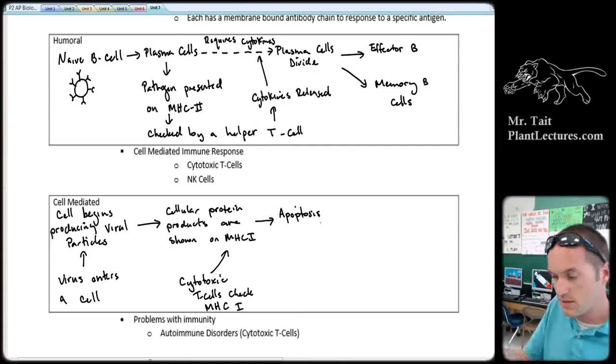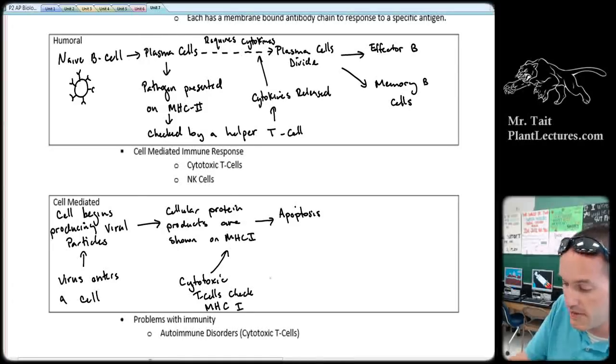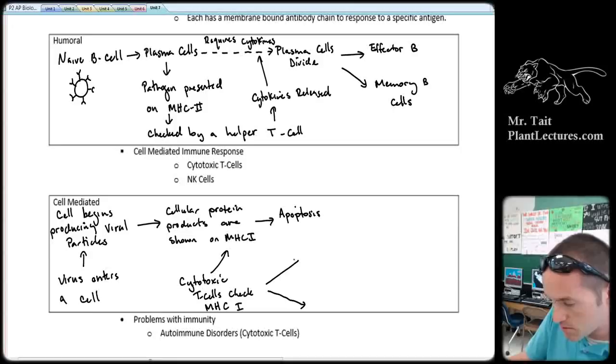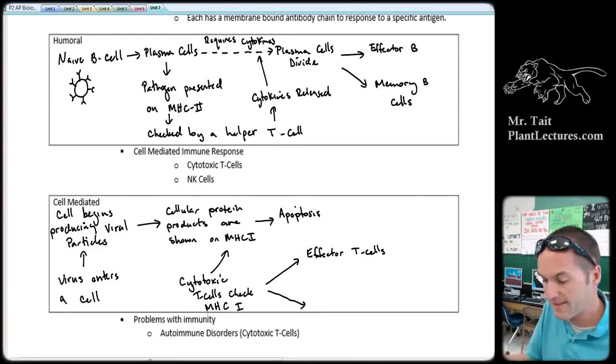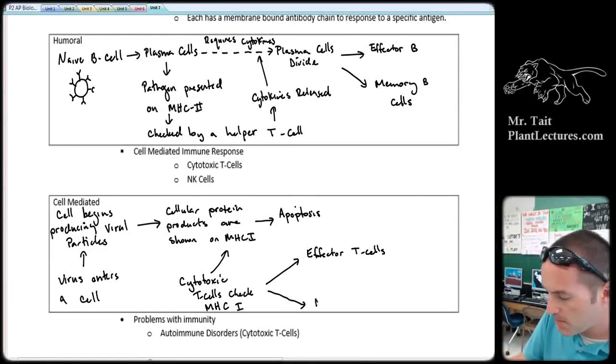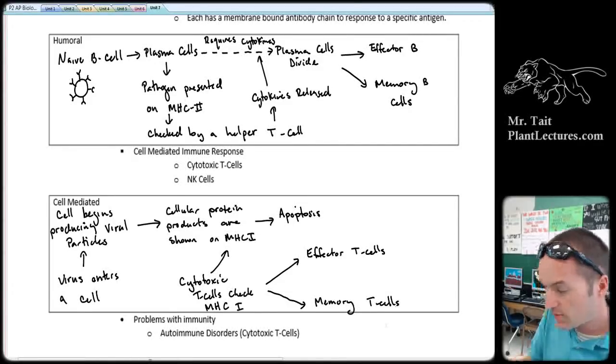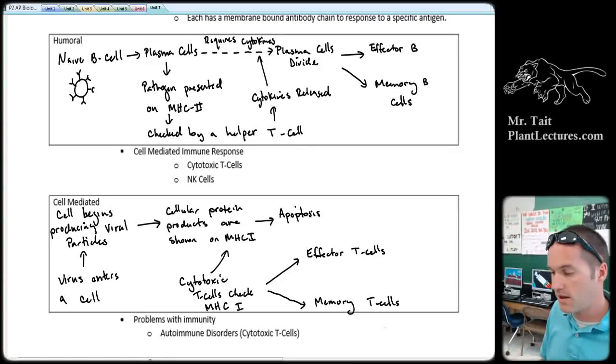So it kills that cell so that it doesn't continue to produce non-self proteins, and if it is able to trigger that response, this is going to then divide up into two different types. It's going to divide up into effector T cells, which again do the same thing as the cytotoxics. They go around and look for the bad stuff. And then also memory T cells. And those memory T cells, those are going to be the ones that are going to look for future infections.